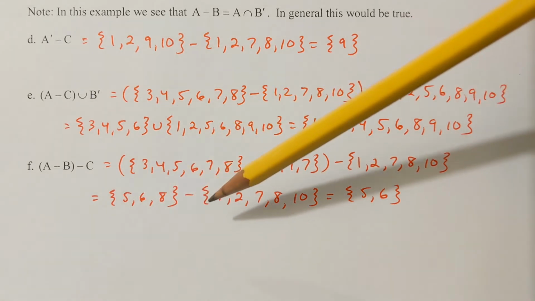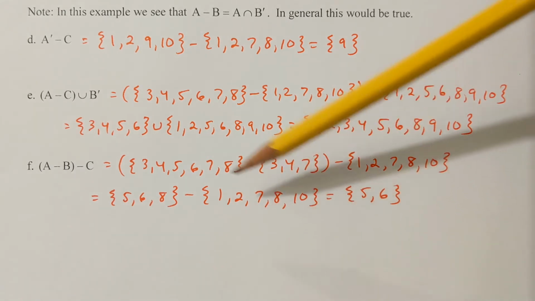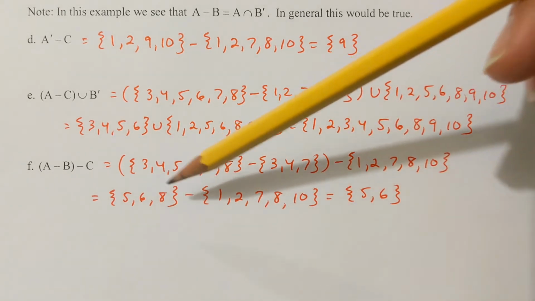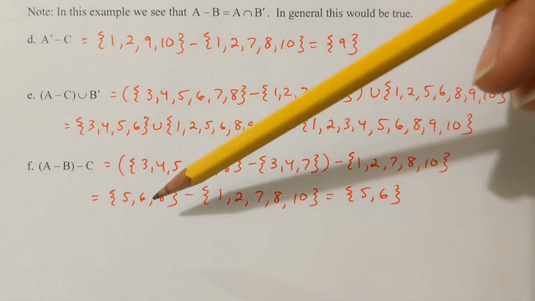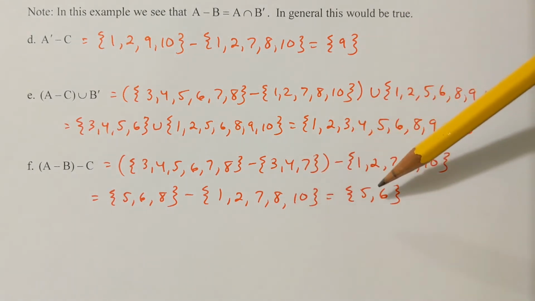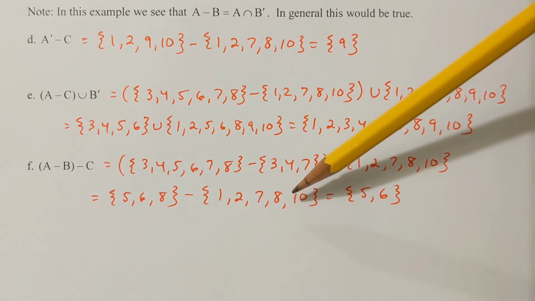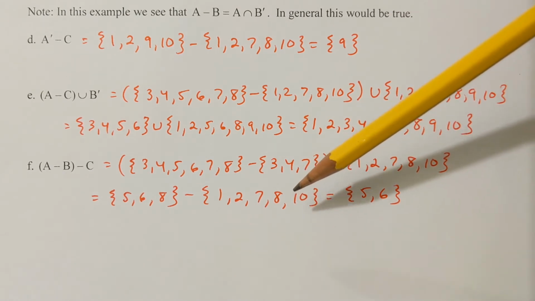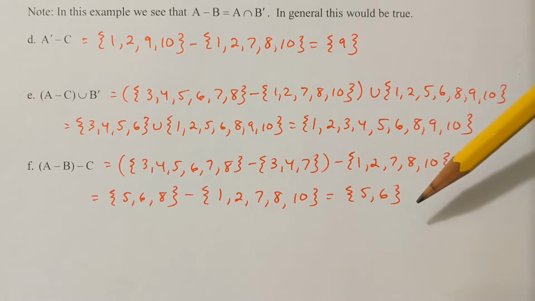So keep track of everything that's in the first set and get rid of anything that you also see in the second set. Okay, so 5, no, I don't see 5 in that second set, so I'm going to keep 5. Here's 6. I don't see 6 in the second set, so I'm going to keep 6. Here's 8. I see 8 right there, so 8 is going to be eliminated. And that's going to be the only element in this first set that's eliminated. So the set containing 5 and 6 would be my answer. Okay?